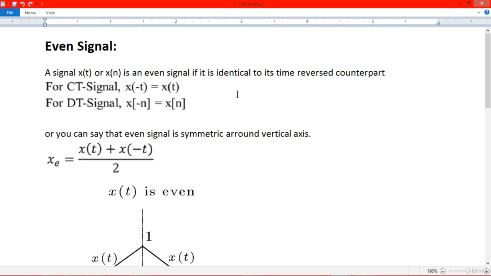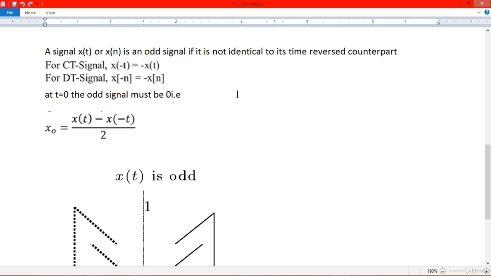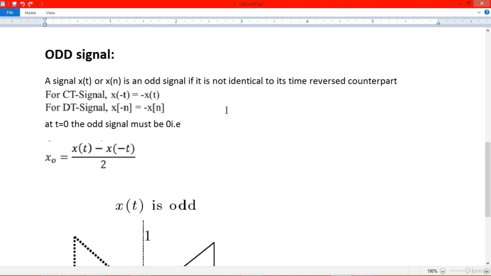Now odd signals. A signal x of t or x of n is an odd signal if it is not identical to its time reversed counterpart. At t equals 0, the odd signal must be 0. And here is the formula for odd signals.